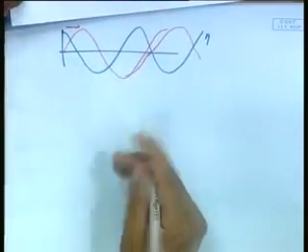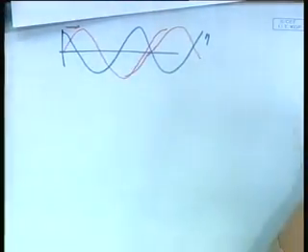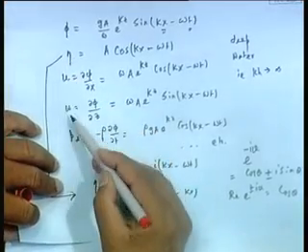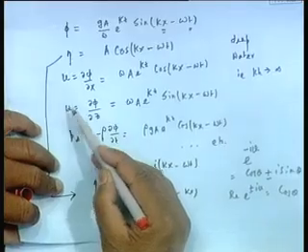Sine is nothing but cos plus 90 degrees. So essentially sine and cos differ by a phase of 90 degrees, and I can always say therefore that the phase between eta and W is 90 degrees.